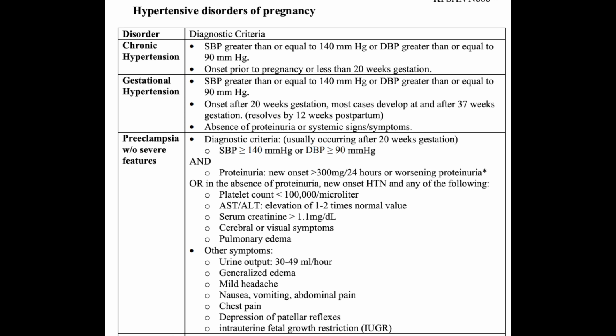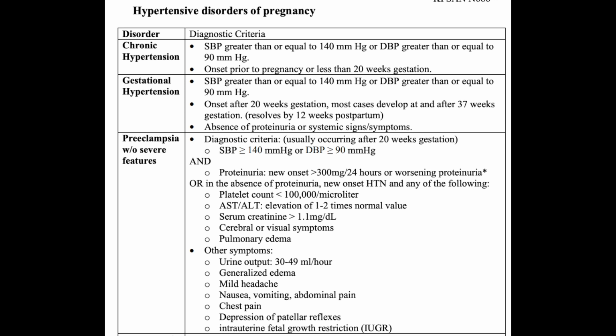Well, first is chronic hypertension, and that just merely involves either a pre-pregnancy systolic blood pressure greater than 140 or a diastolic greater than 90, or that this hypertension presents itself at less than 20 weeks gestation. So we're talking about an underlying or previous condition prior to pregnancy.